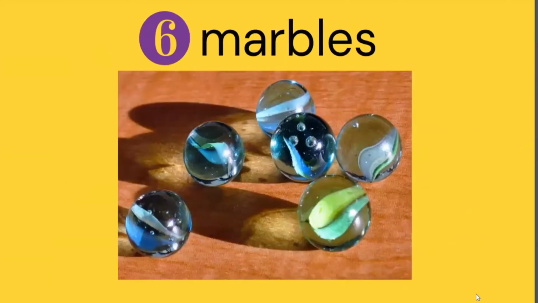It can be any item, it can be people. For instance, here I have 6 marbles. So since the total number of marbles is 6, 6 would be the whole.